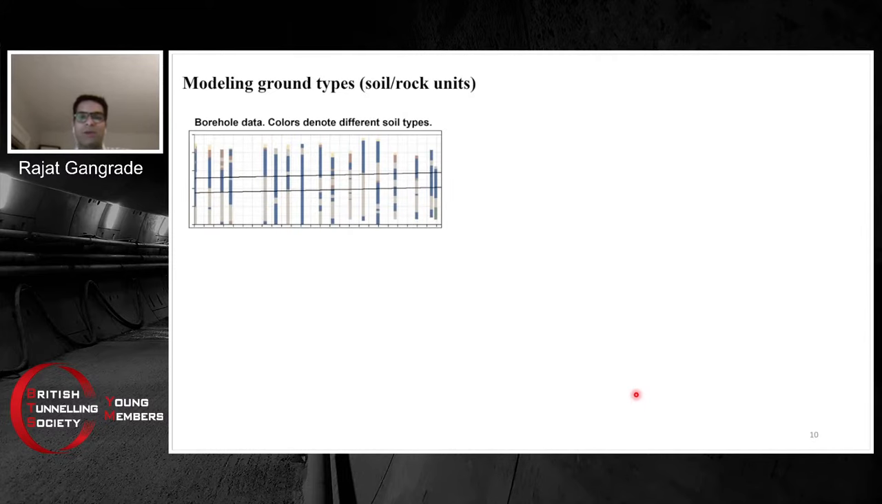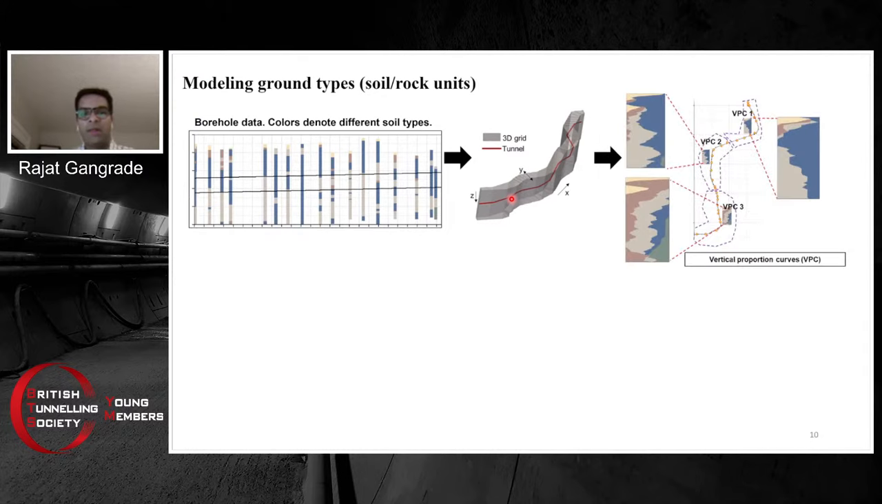Now, how do we model this rock type and ground types? So we have borehole data. This is just a sketchy example. Different colors indicate different soil types. Once we have the geotech investigation data, all of that is put into a 3D simulation grid. And this is where I come in and talk about why you need a three-dimensional ground model: because of all the uncertainties in the transverse direction that need to be quantified.